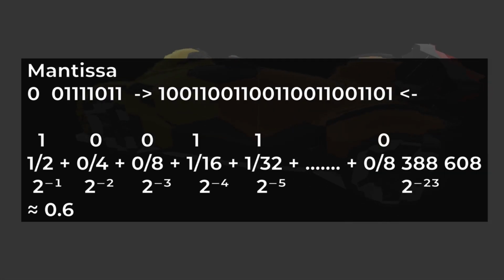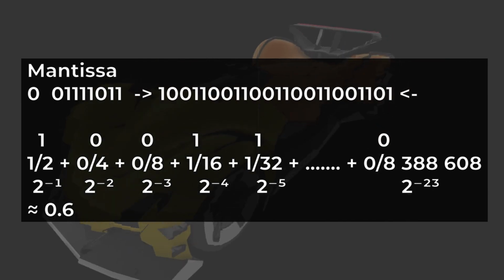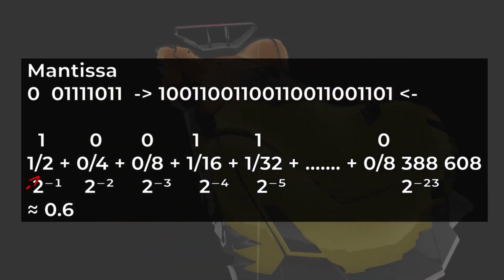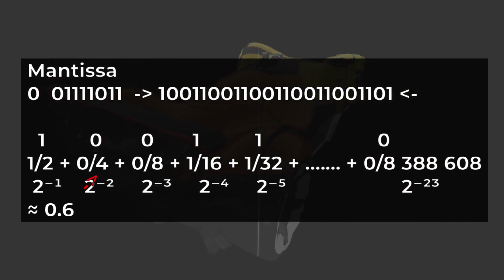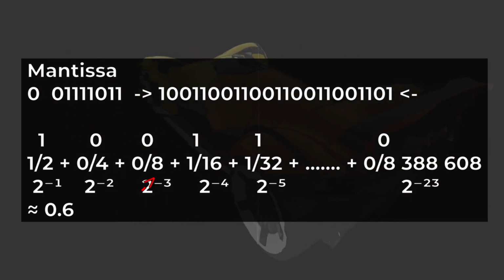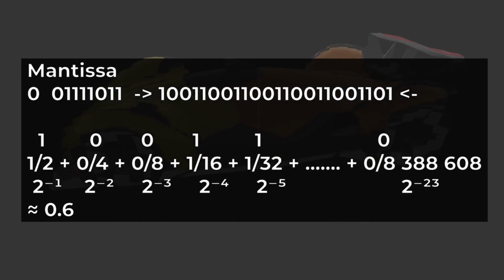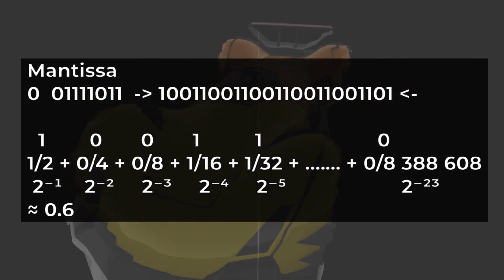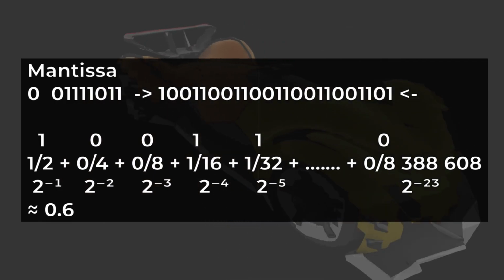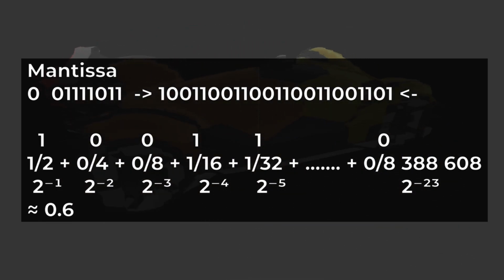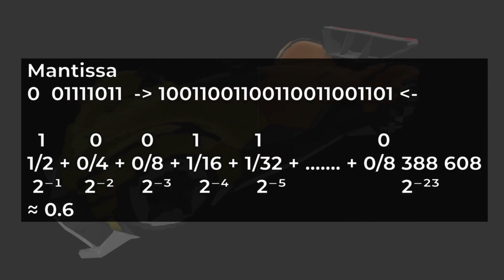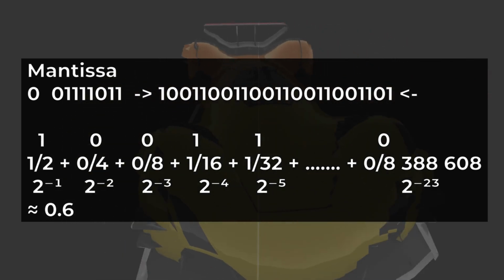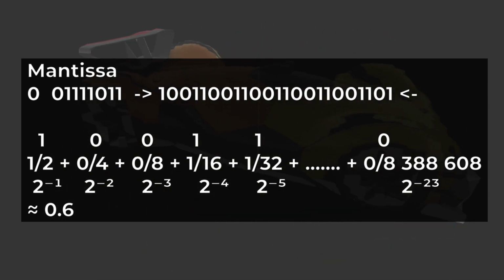Mantissa is the fractional part of the floating point. The value of the first Mantissa bit is 1/2. The value of the next to the right is 1/4. The bit value decreases 2 times each step to the right. So the actual Mantissa value is 1 divided by 2, 0 divided by 4, 0 divided by 8, 1 divided by 16, and so on, 0 divided by 8,388,608. The sum of this series is near 0.6.